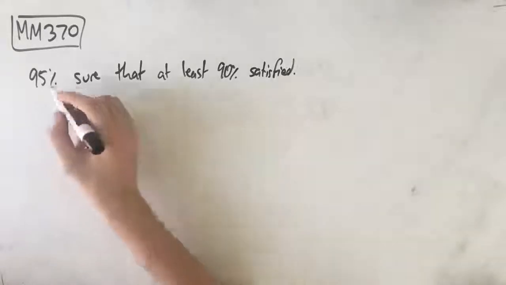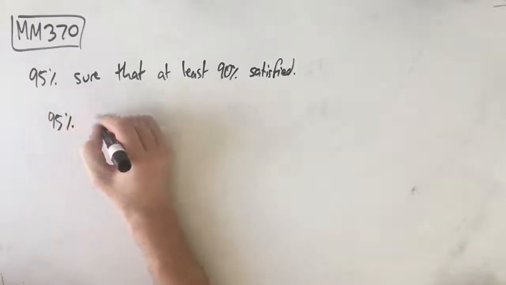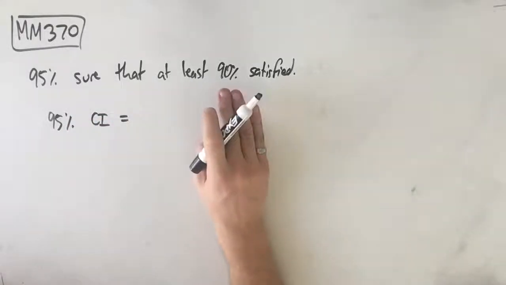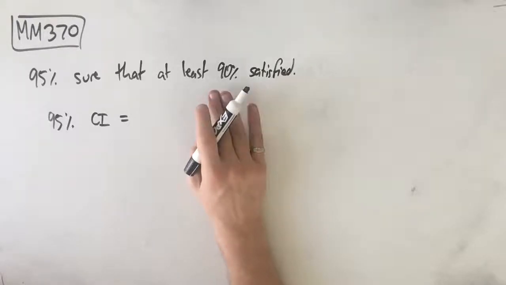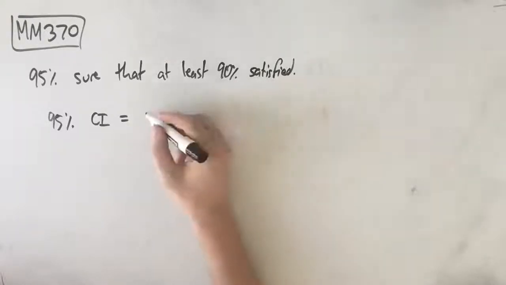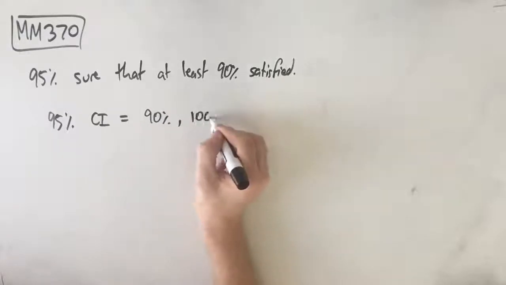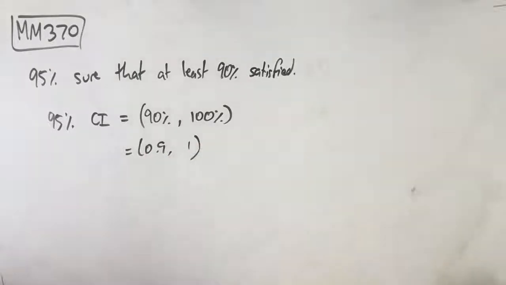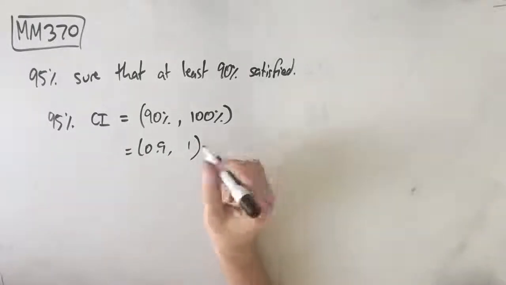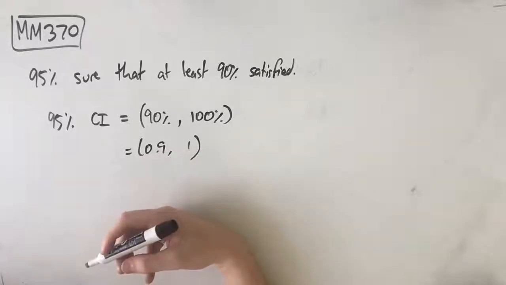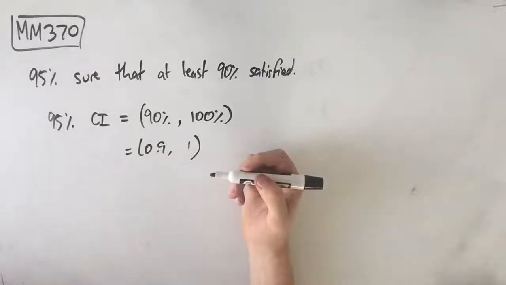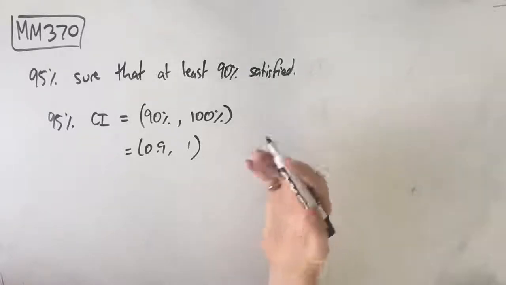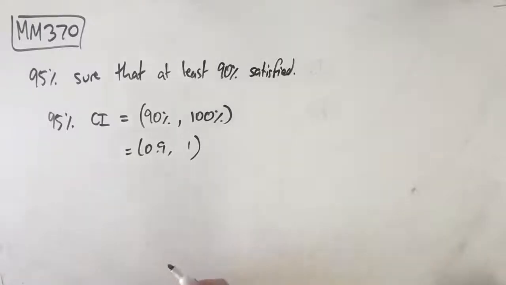So, what we're really saying here is that we've got a 95% confidence interval, and that's equal to at least 90%, okay? So at least 90% really means from 90 to 100%. That's our interval, right? So from 90% to 100% is our confidence interval, or 0.9 to 1. So this is actually our confidence interval right here, and that's our 95% confidence interval. What we're trying to find is the number of customers that need to be surveyed, or the number of the population, right, or the sample space, I guess.